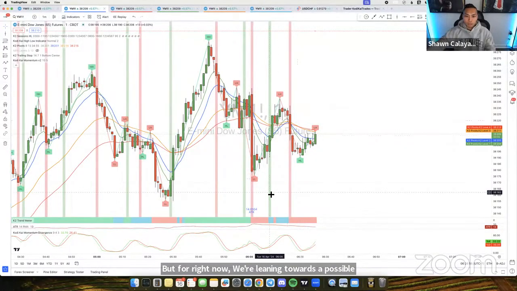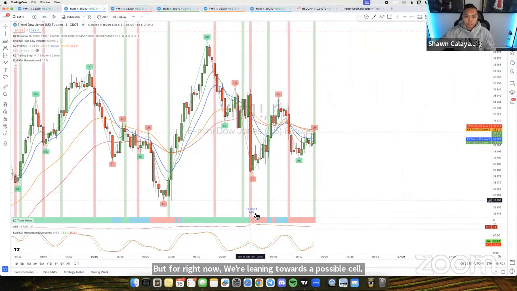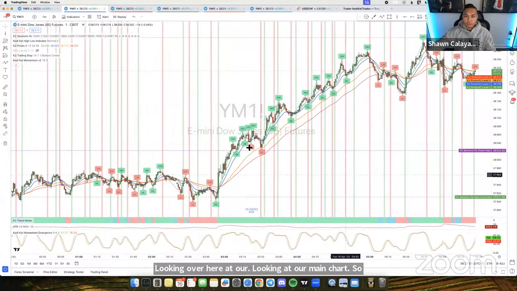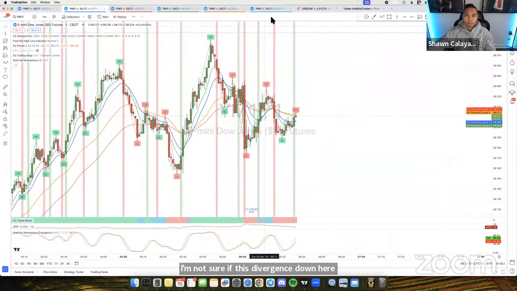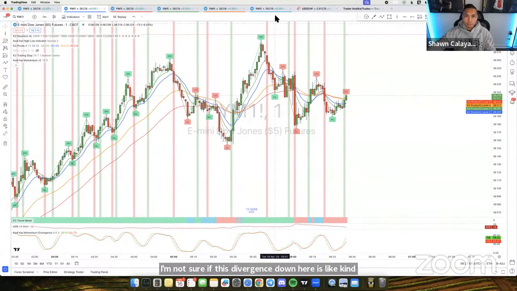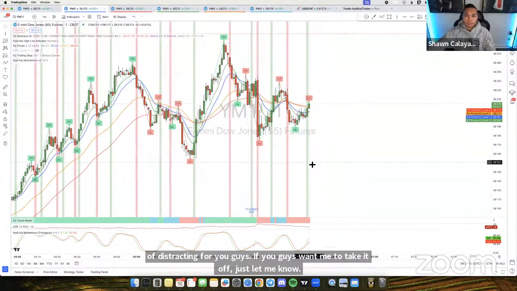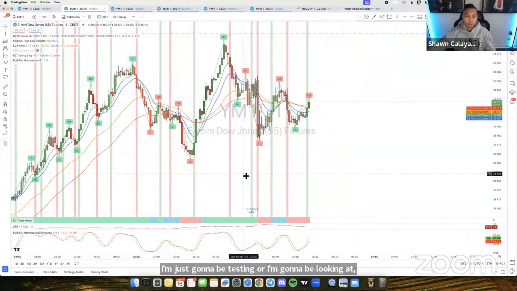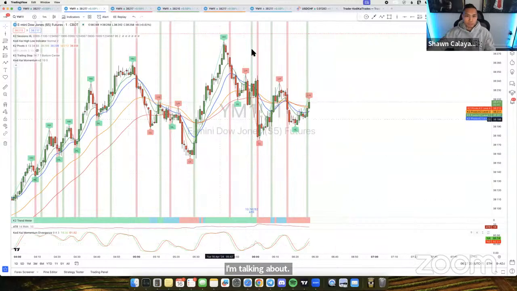Looking over here at our main chart, I'm not sure if this divergence down here is kind of distracting for you guys. If you guys want me to take it off, just let me know. I'm going to be looking at possible entries using this strategy down here. If you guys don't know what I'm talking about, I recommend you go back and review yesterday's mentoring session. I went over the strategy in detail.